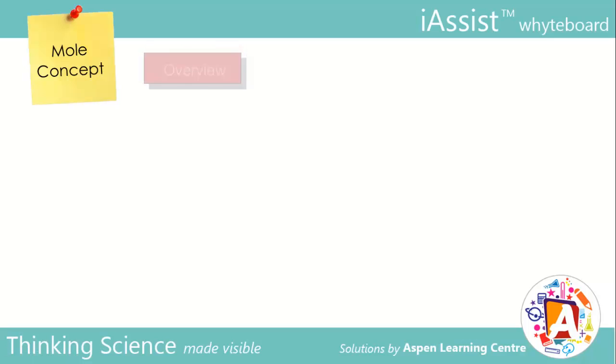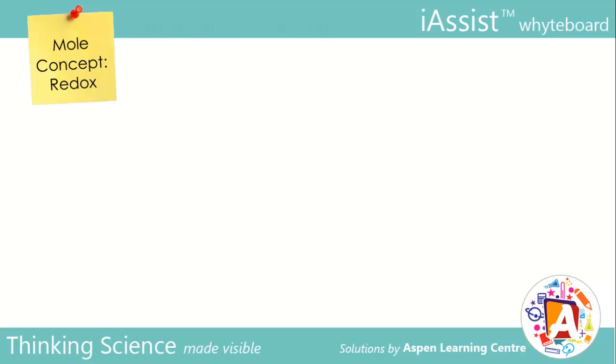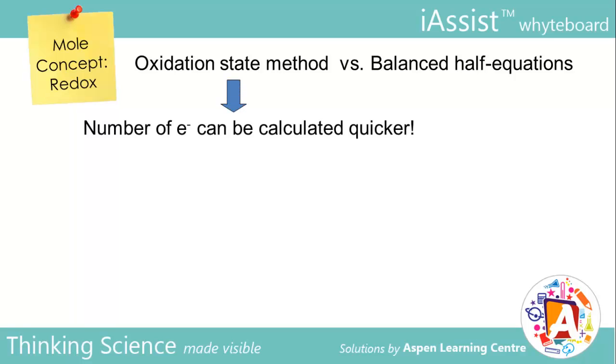Today we will be teaching about redox. An easier way to solve redox questions is to employ the oxidation state method rather than using balanced half equations. This is because the number of electrons in each half equation can be calculated quicker using oxidation states.